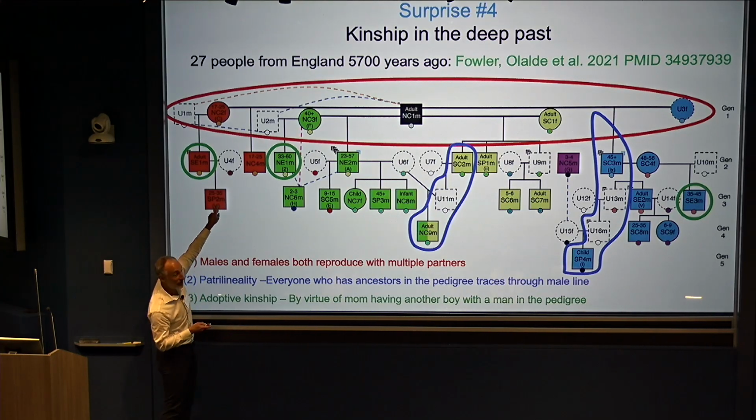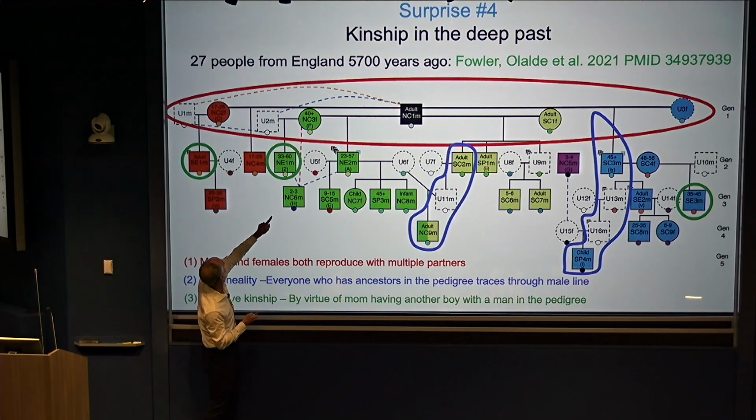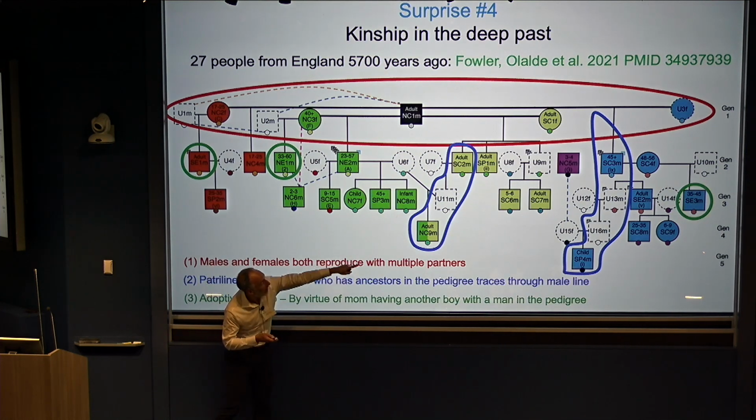So the rule in this family seems to be: if you're the son of a woman who has another male son with someone in the pedigree, you're valid and you get to be included in the pedigree, and this son can be included. The same is true of this one, where this person is only included because his mom had another kid, and so on with that one over there.